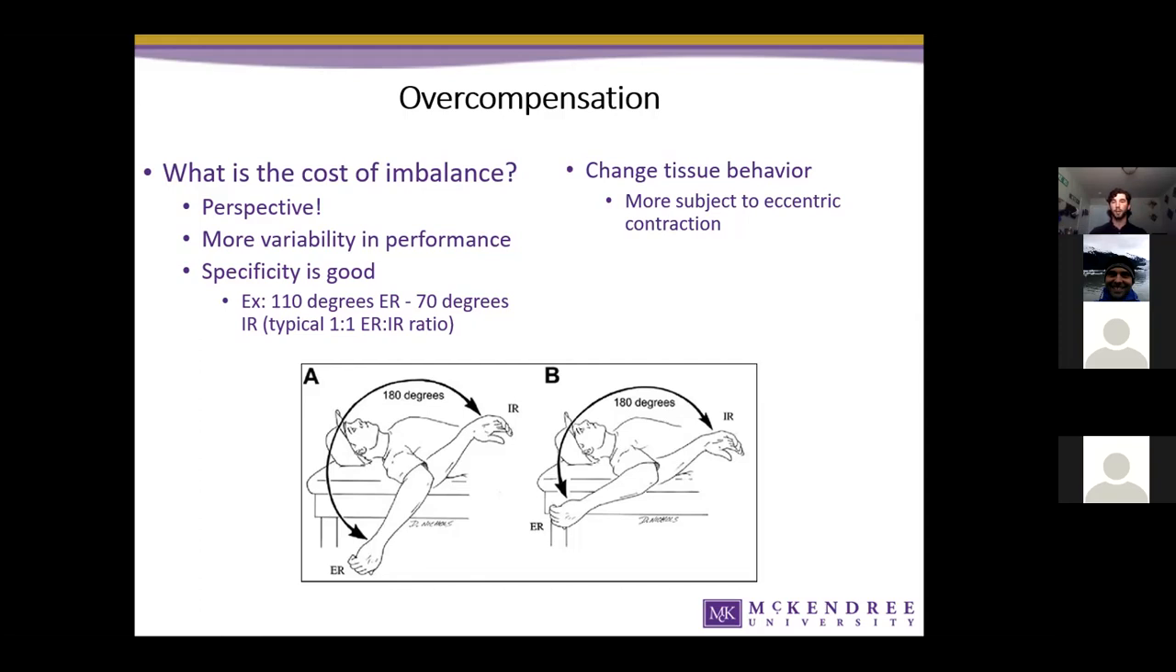In terms of pitching, you have your decelerators all on the backside of your dominant arm. These are all more subject to eccentric contraction because of the specificity and the change in structure. The bottom line of overcompensation and imbalance is that skill development will always have a cost every single time, and that cost is almost always longevity.